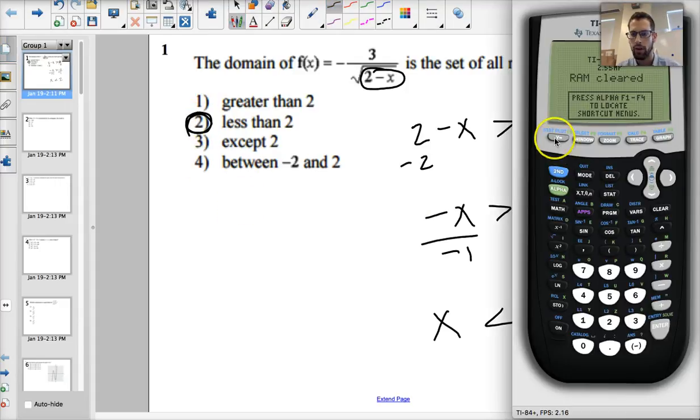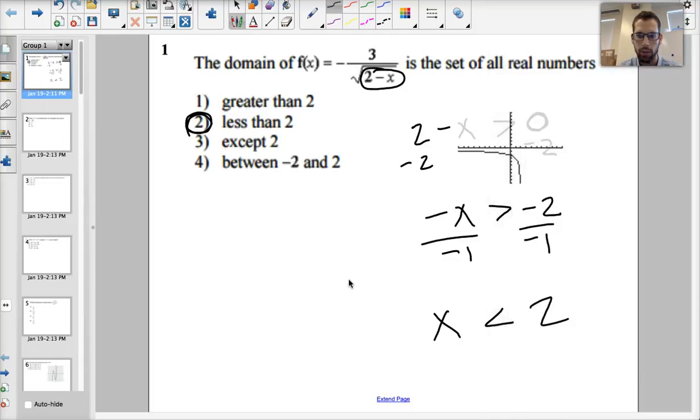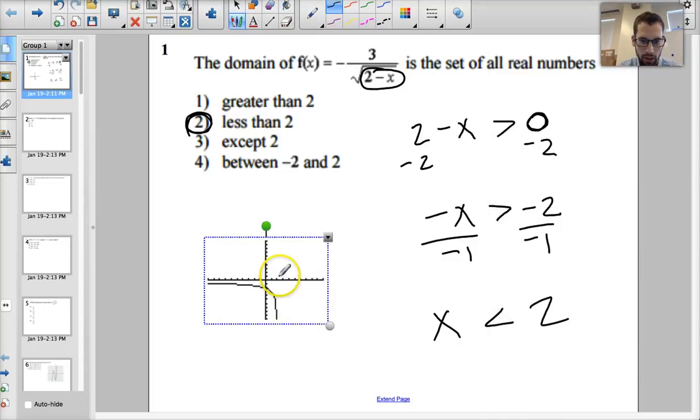You could also solve that by graphing. You can go in here, and you can say negative, what is it? I'll do a fraction. It's 3 over the square root of 2 minus x, and I'll graph it. So I'm seeing all of these numbers less than 2 seem to work, but not the numbers greater than 2. That is my cutoff point right here where x equals 2.